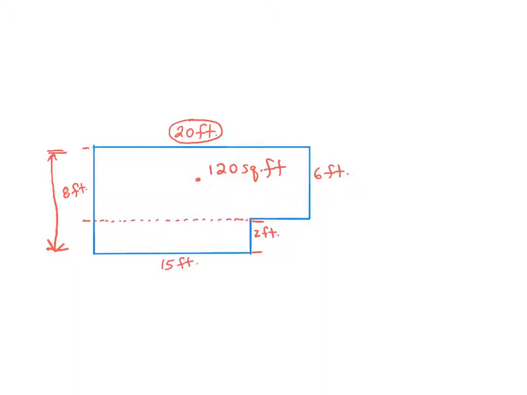Now I need to figure out the area of the smaller one. It's a rectangle that's 15 feet by 2 feet. 15 feet by 2 feet is 30 square feet. So now I can add those two numbers together. 120 plus 30 gives me a final answer of 150 square feet for the area of that.